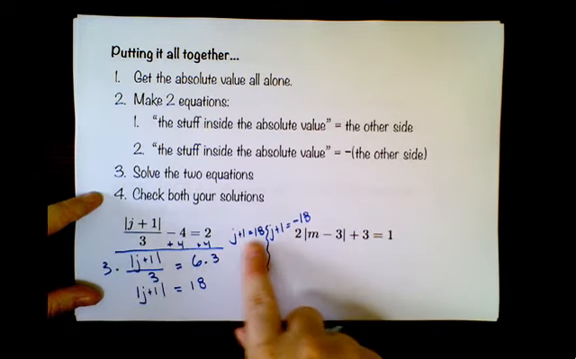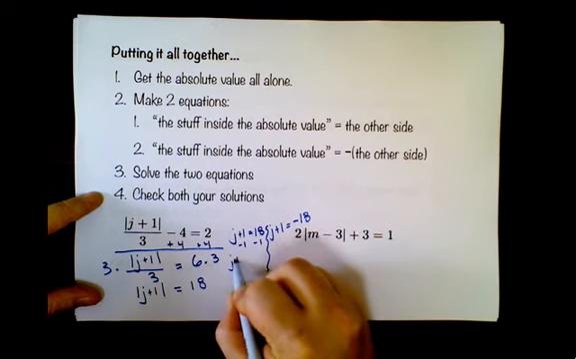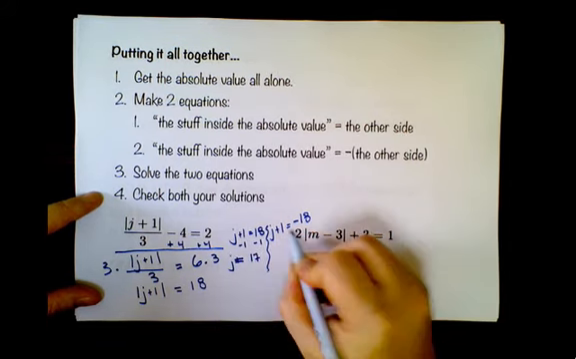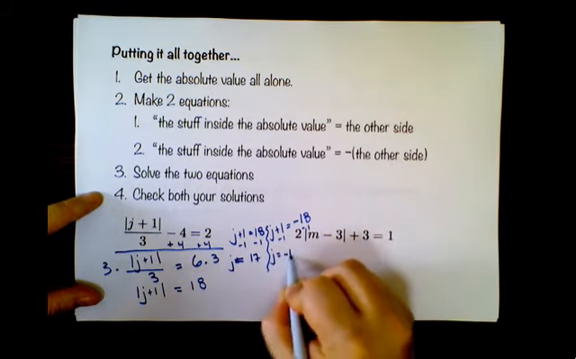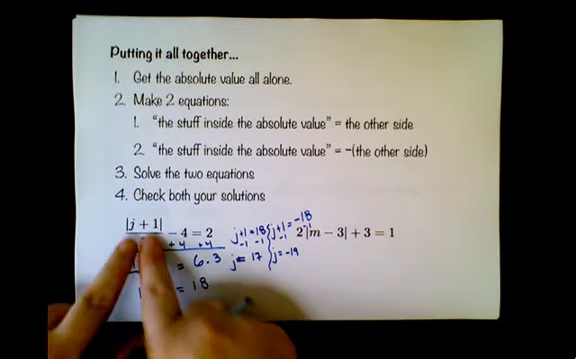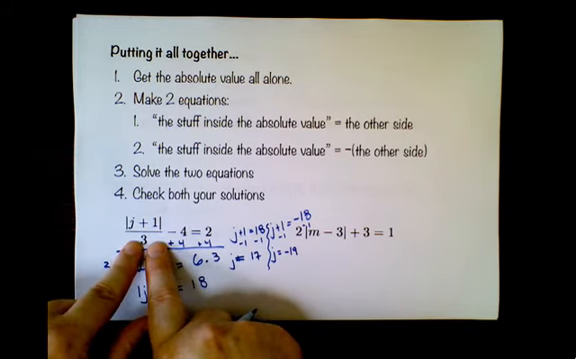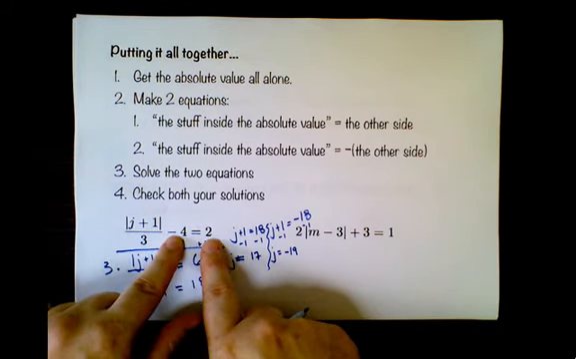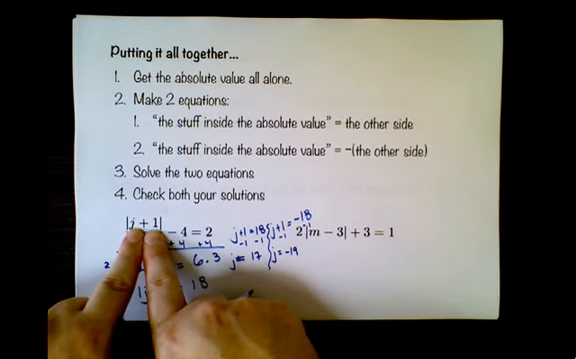To isolate j, I'm going to subtract 1 from both sides. So j equals 17. Negative 18 take away 1 is negative 19. J equals negative 19. Okay, let's just test this. 17 plus 1 is 18. The absolute value of 18 is 18. Divided by 3 is 6. Take away 4 is 2. Check. All right, negative 19. Negative 19 plus 1 is negative 18. The absolute value of negative 18 is positive 18.